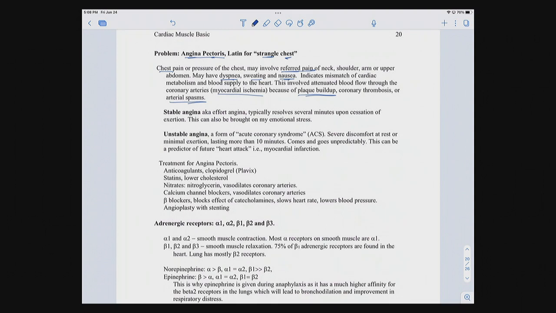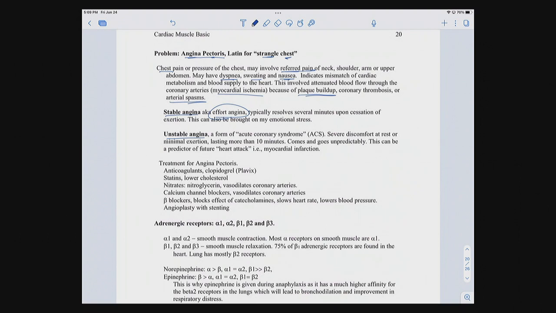You have two basic classes of angina. You have stable angina and you have unstable angina. Stable angina is also commonly known as effort angina, and the name is very descriptive because with effort angina, or stable angina, the patient, while they're at rest, they're fine. No discomfort, no pain, everything is good.